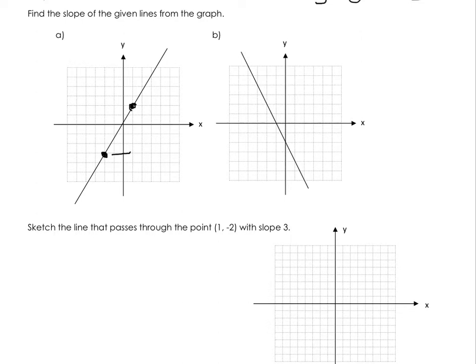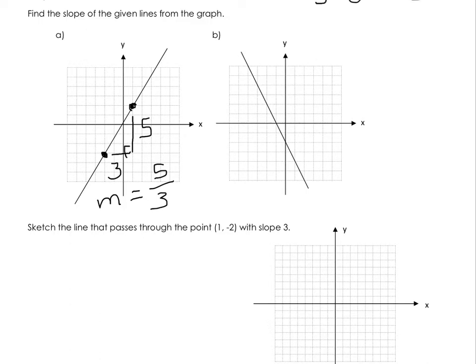We can create a right triangle. We can look at the rise and the run. Just count the boxes. 1, 2, 3, 4, 5 is the rise. 1, 2, 3 is the run. The slope can be thought of as the rise over the run. This line is going uphill, so that slope is positive.